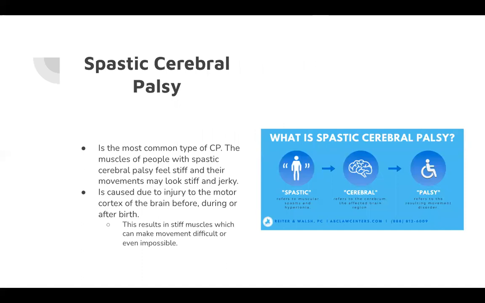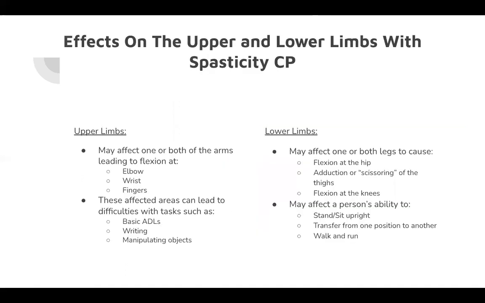Next up, we've got spastic cerebral palsy. Spastic cerebral palsy is the most common type of CP. The muscles of people with spastic cerebral palsy feel stiff, and their movements may look stiff and jerky. It's caused by injury to the motor cortex of the brain before, during, or after birth. This results in stiff muscles, which can make movement difficult or even impossible.